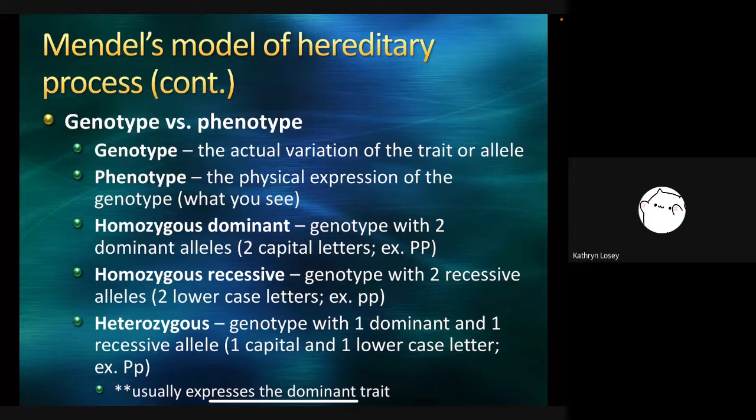You definitely should know the difference between homozygous dominant, homozygous recessive, and heterozygous. Homozygous dominant is a genotype with 2 dominant alleles, expressed as 2 capital letters, for example, capital P, capital P. Homozygous recessive is a genotype with 2 recessive alleles, or 2 lowercase letters, lowercase p, lowercase p. And heterozygous is 1 dominant, 1 recessive, so 1 capital, 1 lowercase. An example would be capital P and lowercase p. Heterozygotes, it is important to note, usually express the dominant trait.